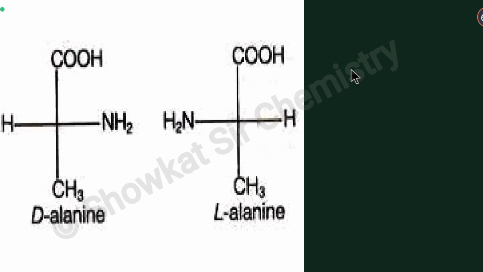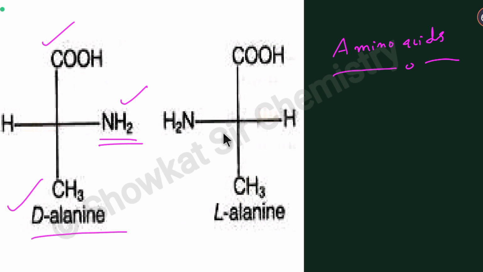Now you can remember that this D and L nomenclature is also applied in the case of amino acids. So we can apply this to amino acids as well as to the sugars we have discussed. Now this is my amino acid. You can check here, we have the amino group, NH2, and the carboxylic acid group. Here we do not have an OH group, so how to differentiate? With the help of this NH2 group. If NH2 is on the right hand side, this is my D alanine, and if NH2 is on the left hand side, this is my L alanine, right?